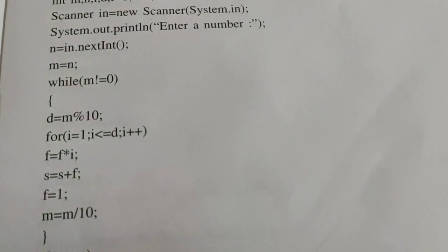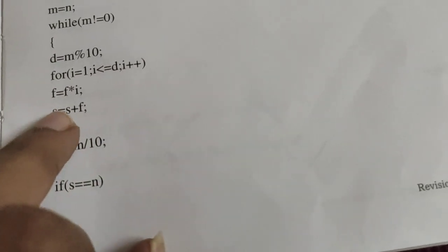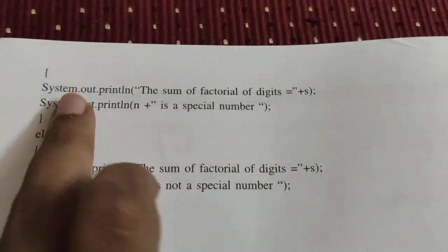Like this it will be added, and once it is over it will come out. If s is equal to n, where n is the original number which we got and s is the sum of the factorial of that number's digits, so if it is equal to the original number, that is the input number, it means it is a special number.